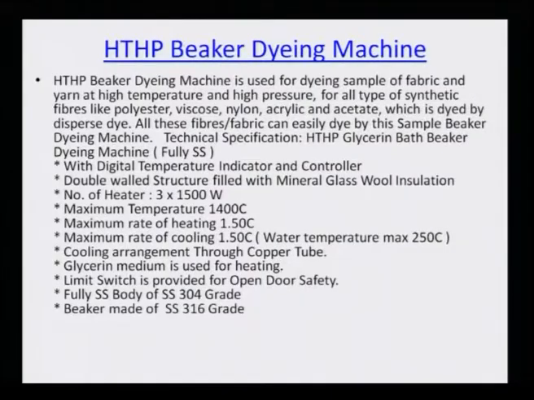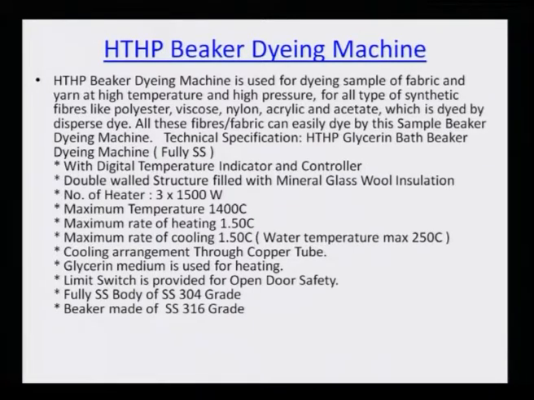Coming to the HTHP beaker dyeing machine, this is also a very special type of machine where dyeing of a sample of fabric or yarn is done at high temperature and pressure. As the name suggests, HTHP, high temperature high pressure beaker dyeing machine. So, the name itself is very suggestive that the dyeing is being carried out at a very high temperature and pressure. It is for all types of synthetic fibers like polyester, viscose, nylon, acrylic and acetate, which are dyed by disperse dyes. So, it is specifically meant for these synthetic fibers and using synthetic dyes. All these fibers or fabrics can easily be dyed by this sample beaker dyeing machine.